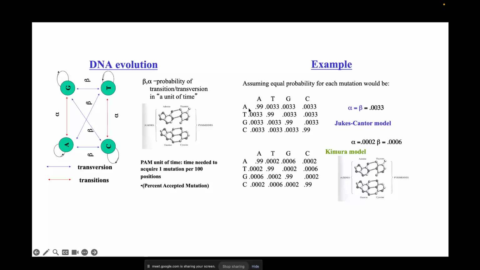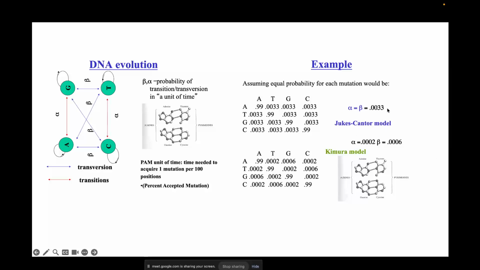So if you assume equal probability for each mutation in a PAM matrix like this, you get something like this, which is alpha. Alpha and beta are basically the probability rates of transitions and transversions, and you get a probability rate of something like this. And some other people have proposed models which take into account different kinds of scoring between purines and pyrimidines, and you have probabilities of something like this.